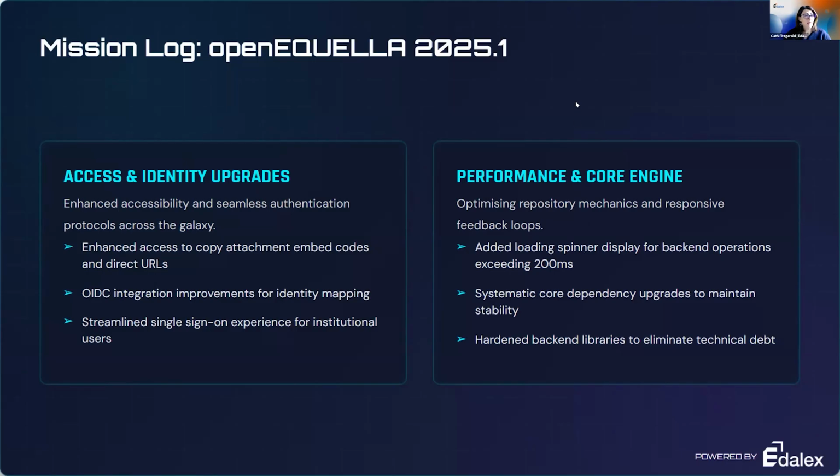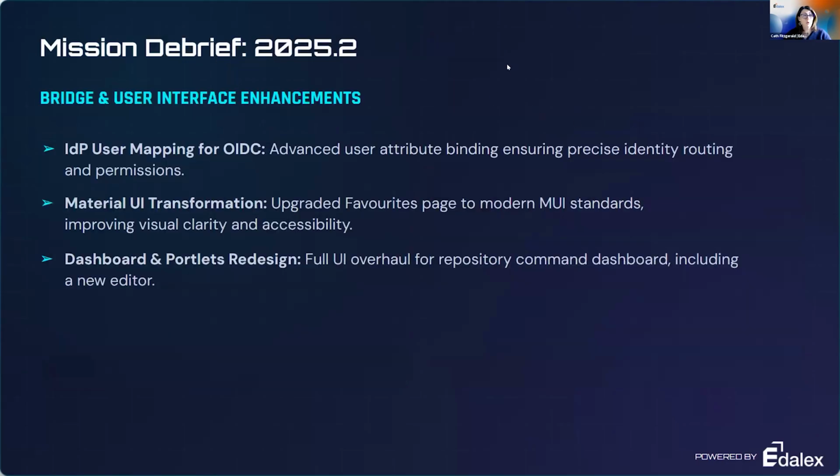tech debt. In 2025.2, we added IDP user mapping for OIDC. So advanced user attribute binding, ensuring precise identity routing and permissions. We also applied the new UI technologies to the favorites page, as well as the dashboard. We introduced the new dashboard editor, and we applied the new UI to a number of portlets, of which we finished the balance of them in 26.1.